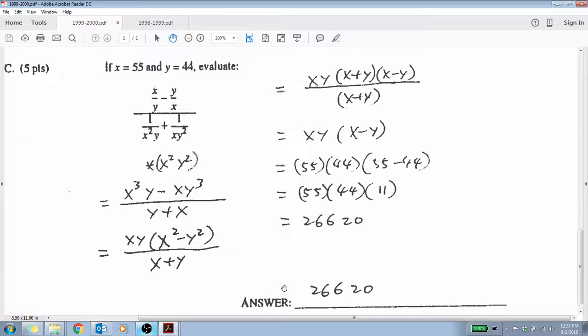If x equals 55 and y equals 44, evaluate x over y minus y over x, all divided by 1 over x squared y plus 1 over xy squared.